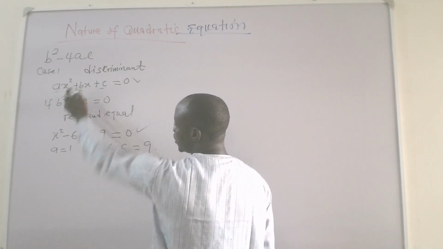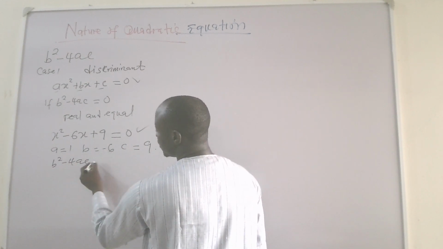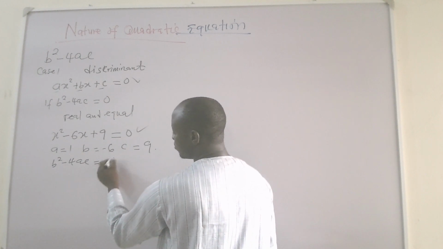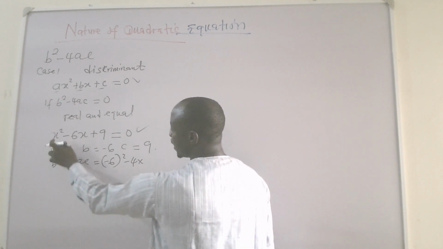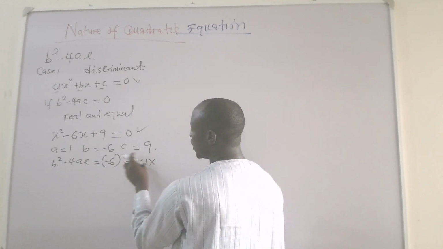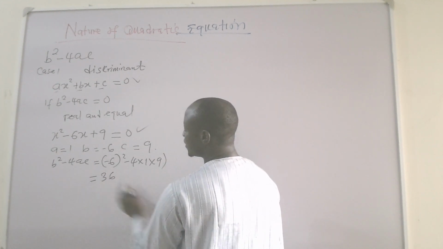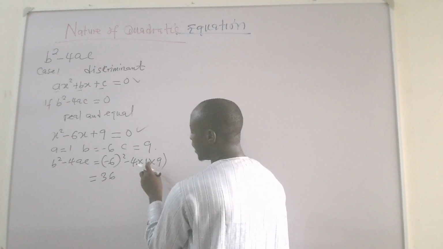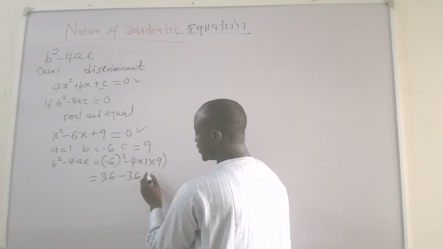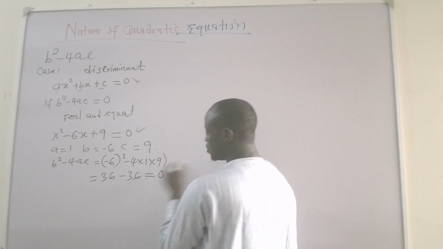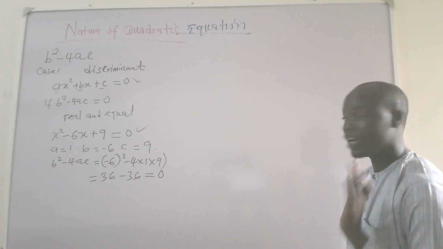So we have b squared minus 4ac. Our b is minus 6, so we have minus 6 squared, minus 4 times our a which is 1, times our c which is 9. Minus 6 squared is 36. Minus 4 times 1 times 9 is also 36. So we have 36 minus 36, which is 0. This tells us that the roots are real and equal.